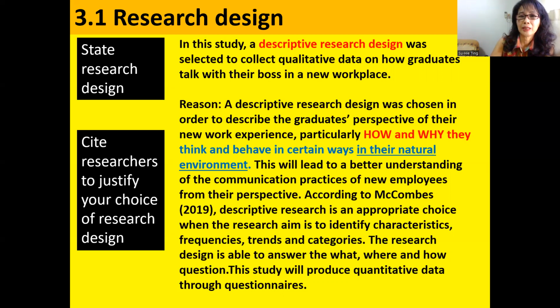A descriptive research design was chosen in order to describe the graduate's perspective of their new work experience, particularly how and why they think and behave in certain ways in their natural environment. And it continues with a citation from McCombs 2019 on why descriptive research design is suitable to identify characteristics.